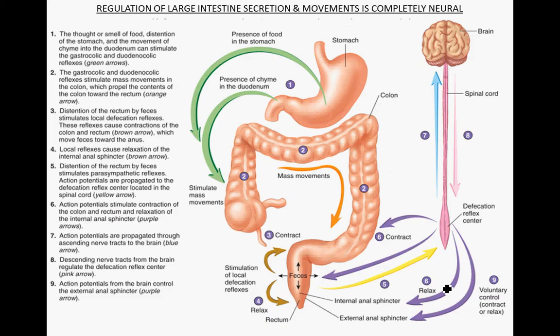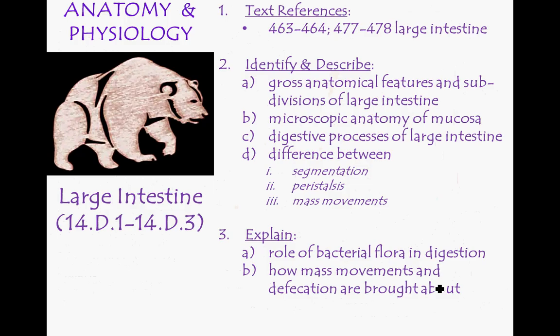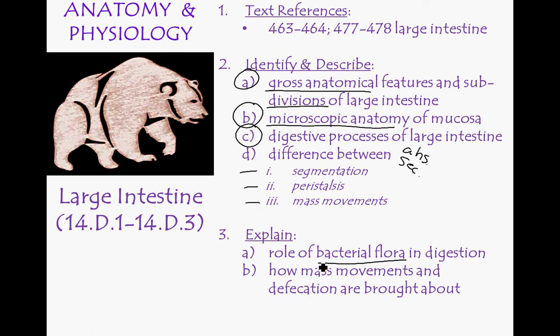Right? So I think like I said, I'll wait for the regulation here in another screencast, but you should be able now to summarize here, talk about the gross anatomical features and then the subdivisions of the large intestine, the microscopic anatomy, right, at the mucosa level, the digestive processes, so what is digested, what's not, what's absorbed, right? What's secreted, right, along the way, and then the difference between segmentation, peristalsis, mass movements. A little bit about here the bacterial flora, right? And then how the mass movements bring about defecation. Again, we'll deal with this when we talk about the regulation of processes in the large intestine.